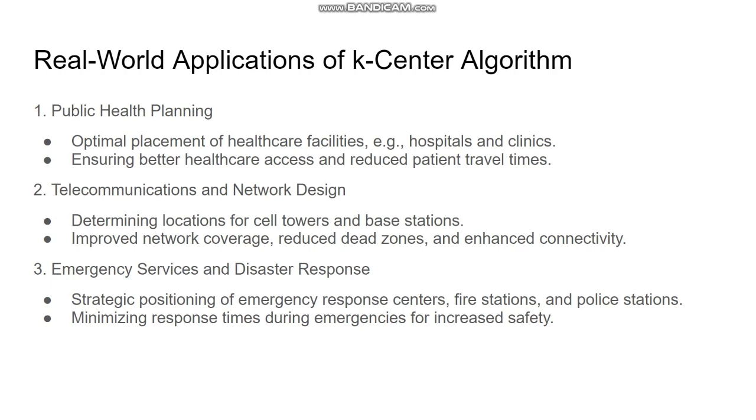There are many real-world applications of the K-center algorithm. A few of them are in public health, where it can help with optimal placement of healthcare facilities like hospitals and clinics. That would ensure better healthcare access and reduced patient travel time. It is also helpful in telecommunication and network design by determining locations for cell towers and base stations. This would improve network coverage, reduce dead zones, and enhance connectivity.